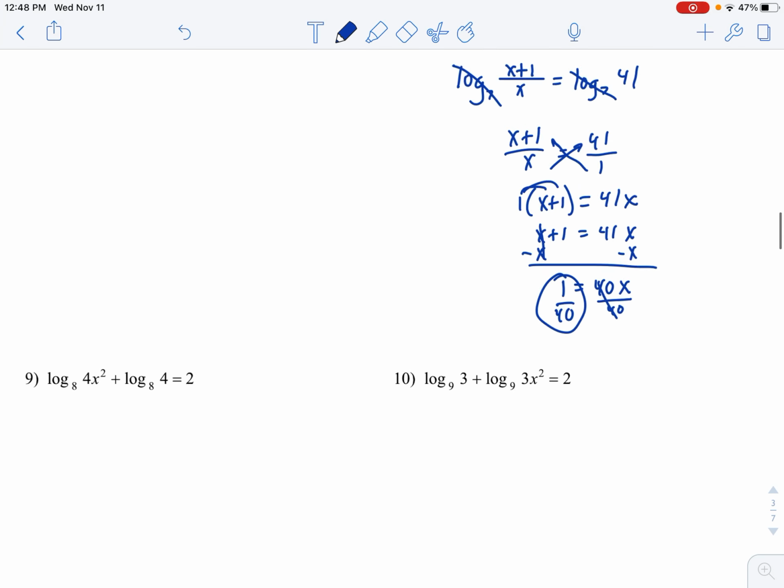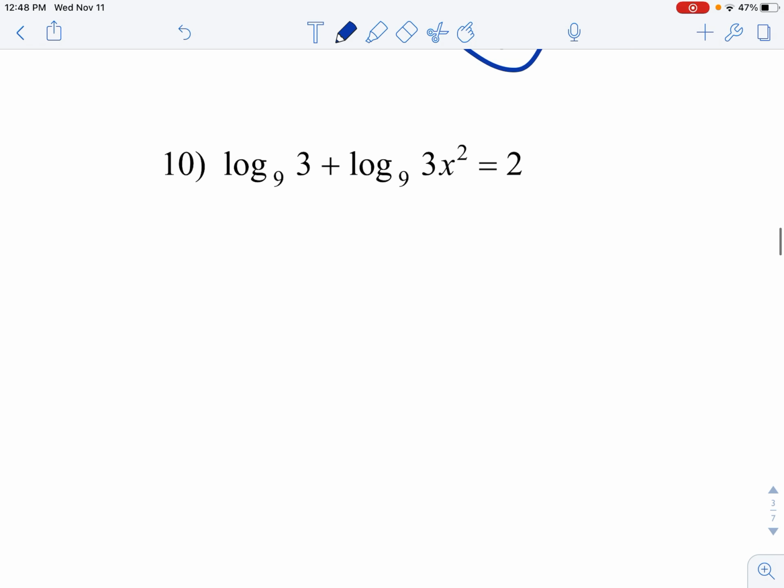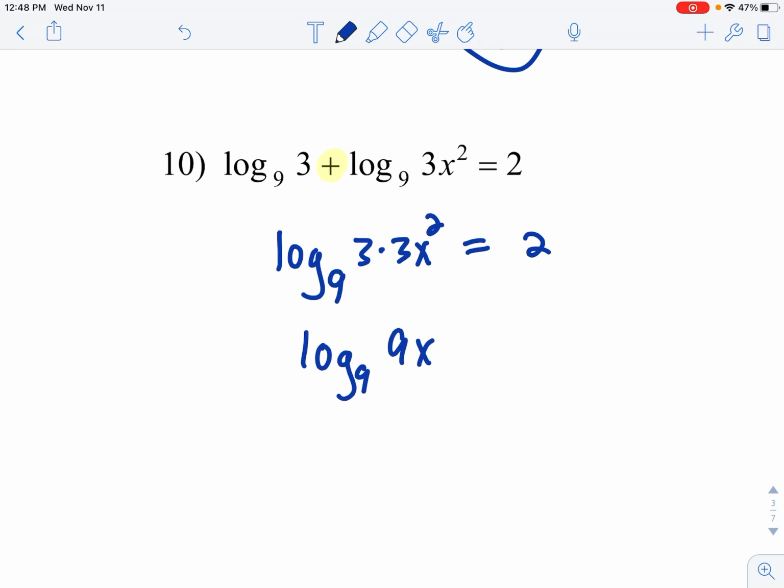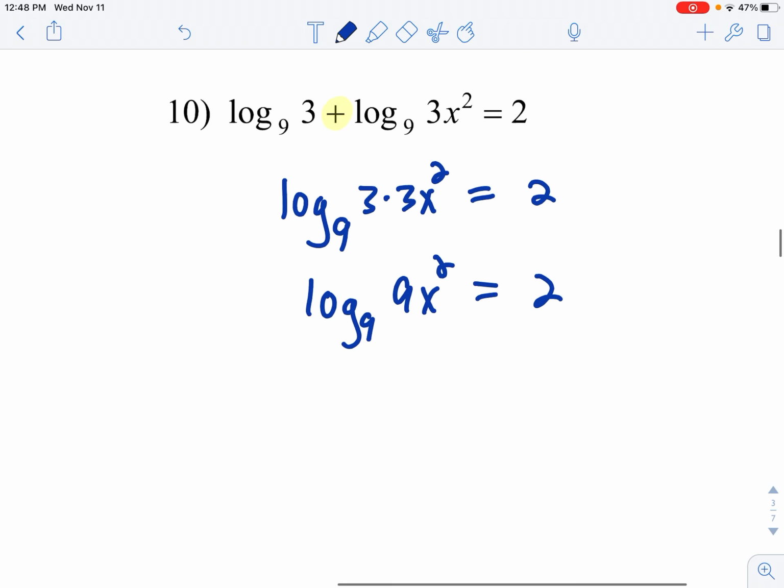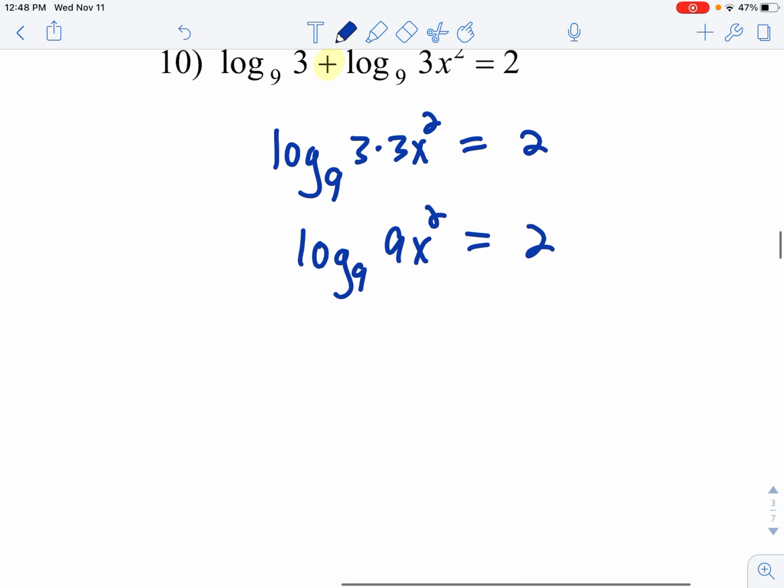Glitches are funny. All right, number 10. Now this is back to a plus sign, so when we condense this, we're going to use the product property. 3 times 3x squared equals 2. So log base 9 of 3 times 3, 9x squared equals 2. To cancel out this logarithm, I have to drop a base. So drop a 9 on both sides.